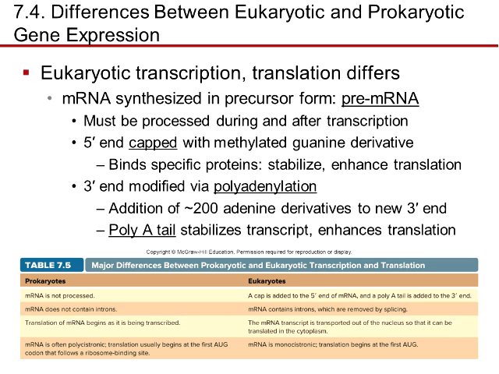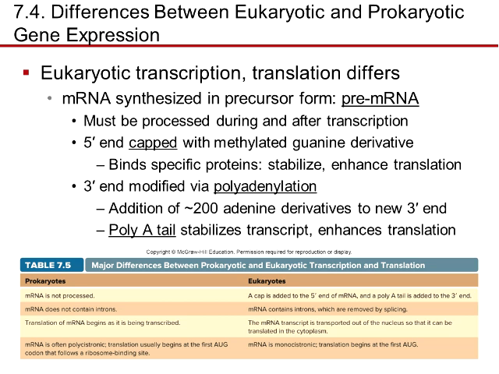Now, the difference between eukaryotic and prokaryotic gene expression is pretty extensive. Eukaryotic translation differs. The messenger RNA is synthesized in a precursor form, pre-messenger RNA, and it must be processed during and after transcription. So the 5' end is capped with a methylated guanine derivative. It binds specific proteins that stabilize it and enhance the translation.